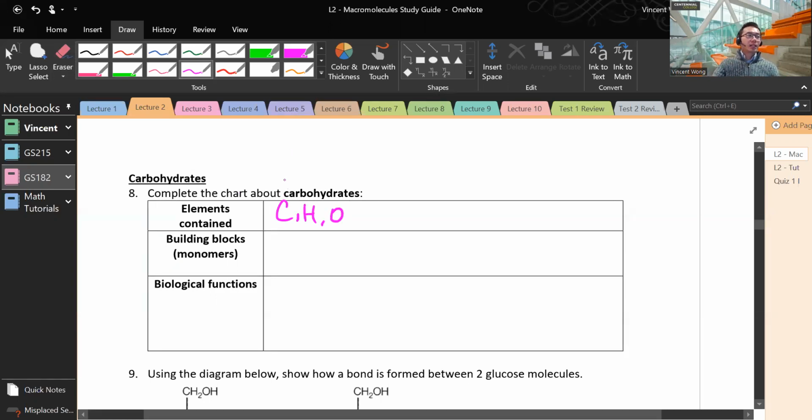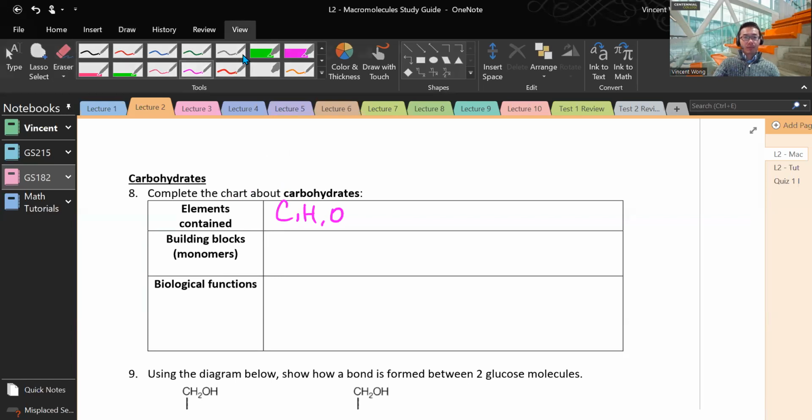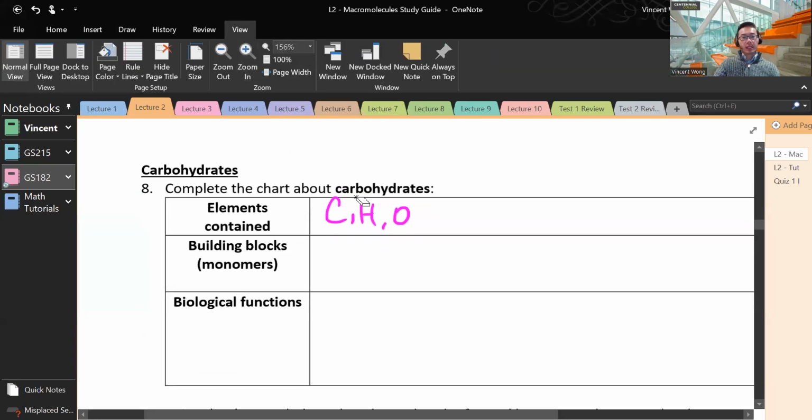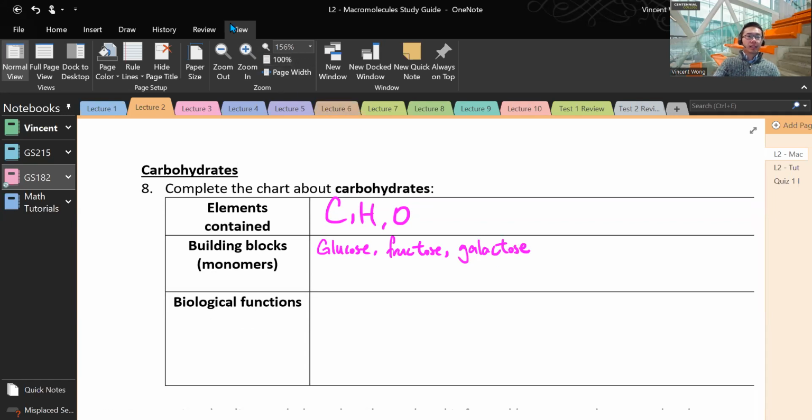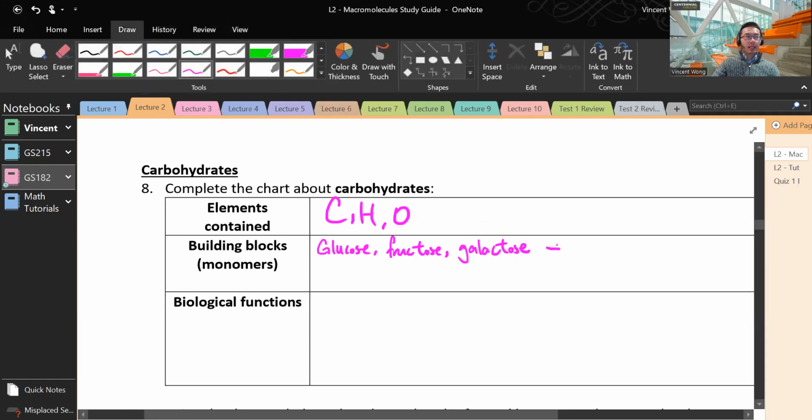Okay. The building blocks for carbohydrates include glucose, fructose, and something called galactose. Okay, so these here, they are isomers of each other.